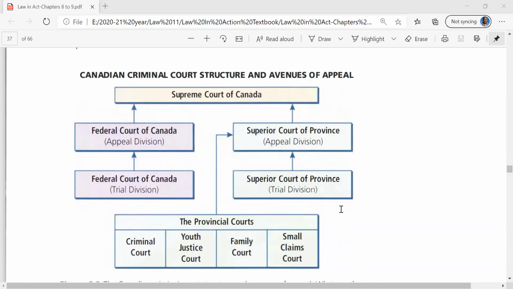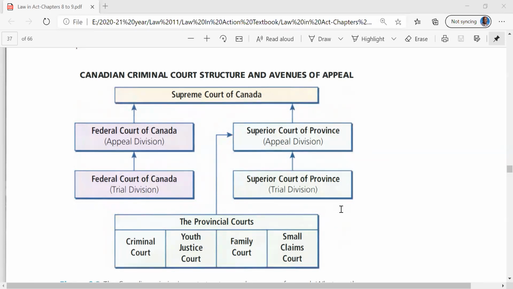Youth Justice Court deals with youth, so anything that deals with youth, which is anyone 17 years or younger. You commit a crime, you go there, unless you are tried as an adult. Then you go to the criminal court. Family court deals with all issues dealing with family, so marriage, custody, divorce. And small claims court is sort of the civil court.